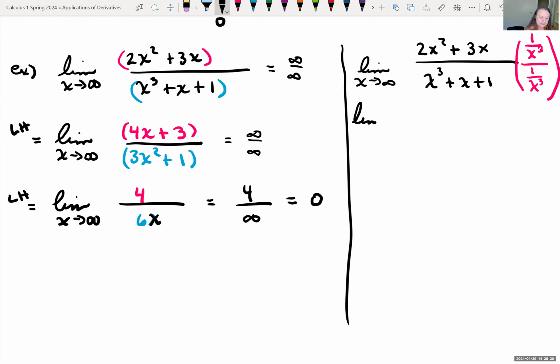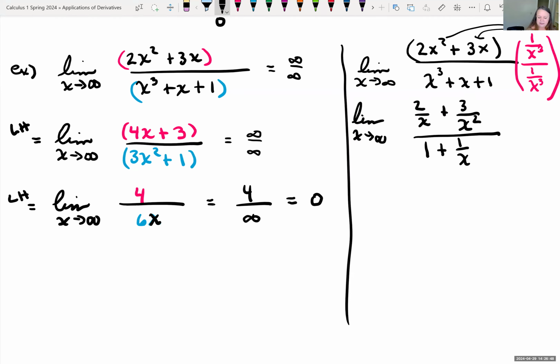So doing that, we have 2x squared all over x cubed reduces to 2 over x, plus 3x all over x cubed reduces to 3 over x squared, all divided by x cubed over x cubed is 1, plus x over x cubed is 1 over x squared, plus 1 times 1 over x cubed.